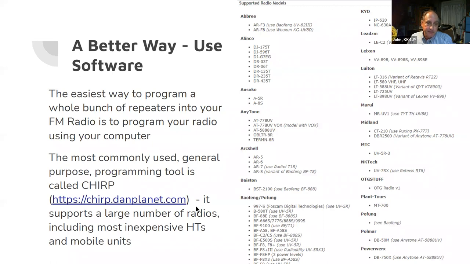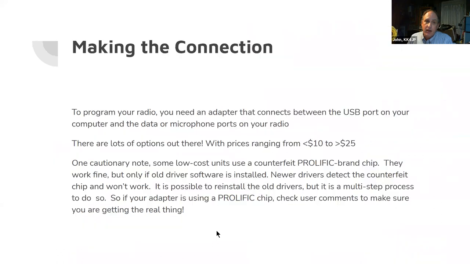The software you can get for Mac, as long as it's an Intel Mac. You can get it for Linux, and you can get it for Windows. Now, obviously, it isn't enough just to have your computer and your radio. You also need some sort of a cable to connect the two. There's lots and lots of options out there. They're typically not terribly expensive.